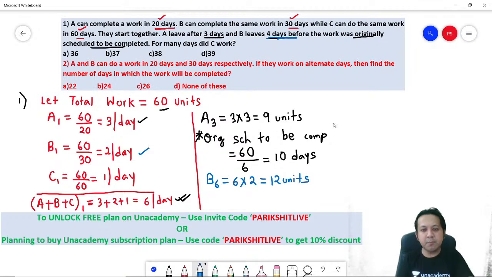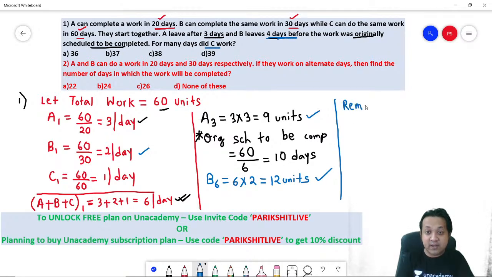Follow? Perfect. So next the question is, for how many days did C work? Think about it. Total how much work is completed now? 9 plus 12, 21 units is completed. So how much remains? Total work minus whatever is completed. So 60 minus 21 is basically 39 units remain to be completed.